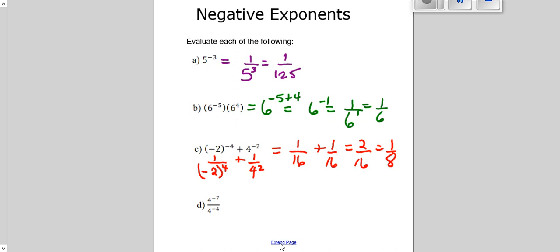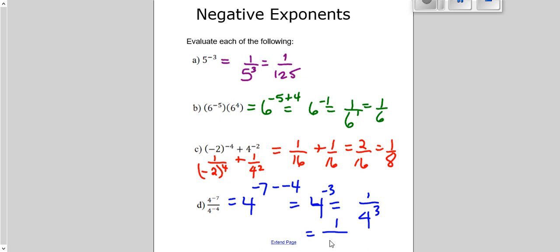And the last one here, let's take a look at this one. We have division. So division, of course, means subtraction. So -7 minus -4, which is going to give me 4 to the -3, which is the same as 1 over 4 cubed, which is the same as 4 to the exponent 3, 64.